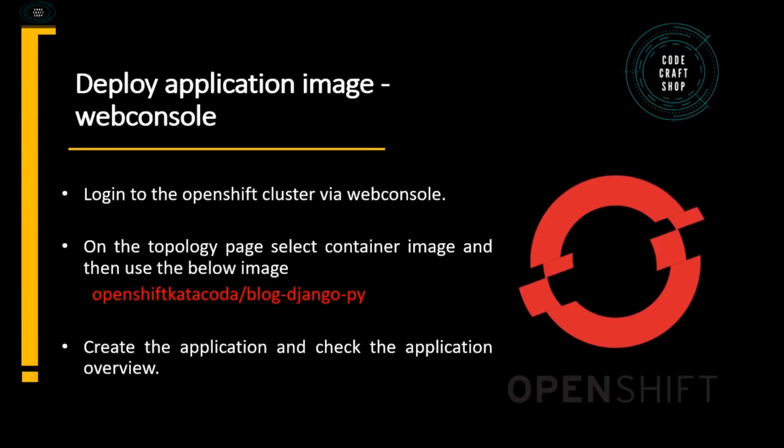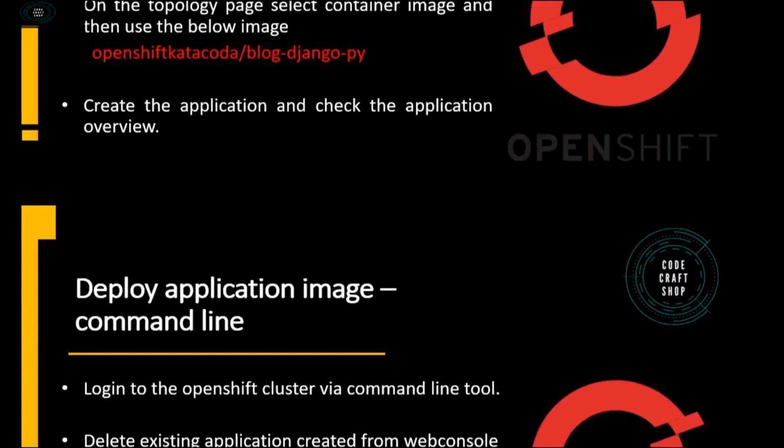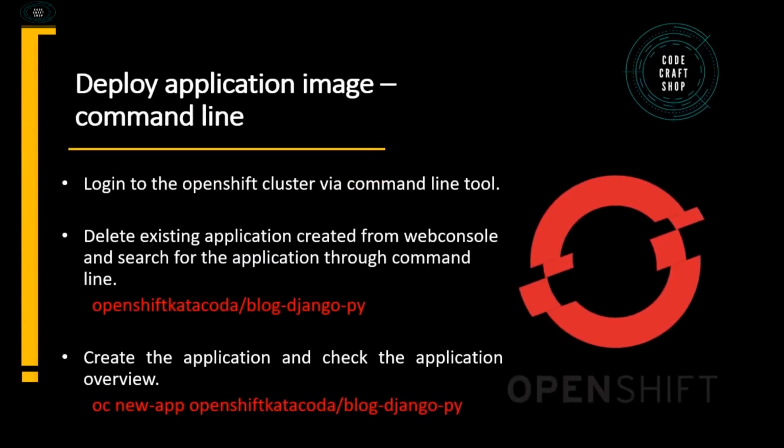After deploying the image we will check the overview of the application, and we will check the routing and services information. The second way to deploy an image is using the command line. We will log into the system using the command line tool, and then we will delete the existing application that was created in the previous step. And in the demo I will show you a lot of commands, as in how we can delete the application and how we can create the application.